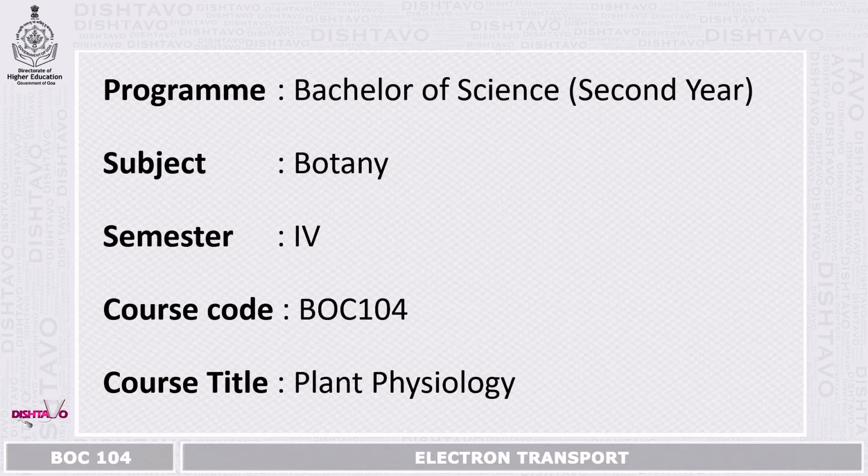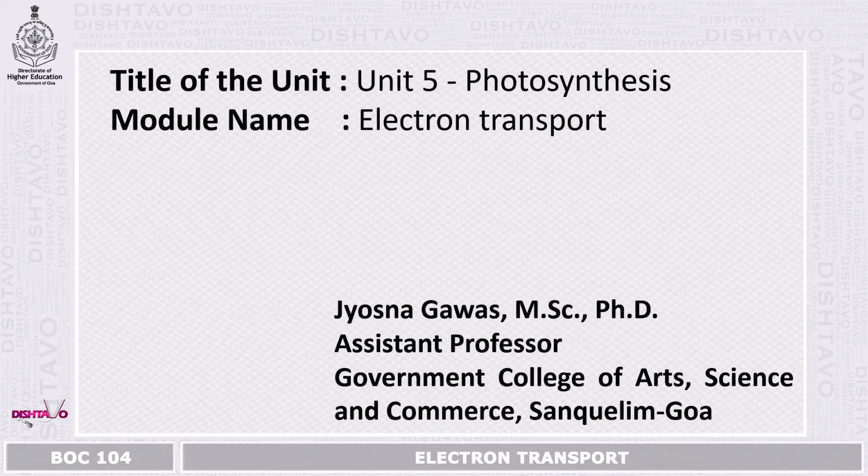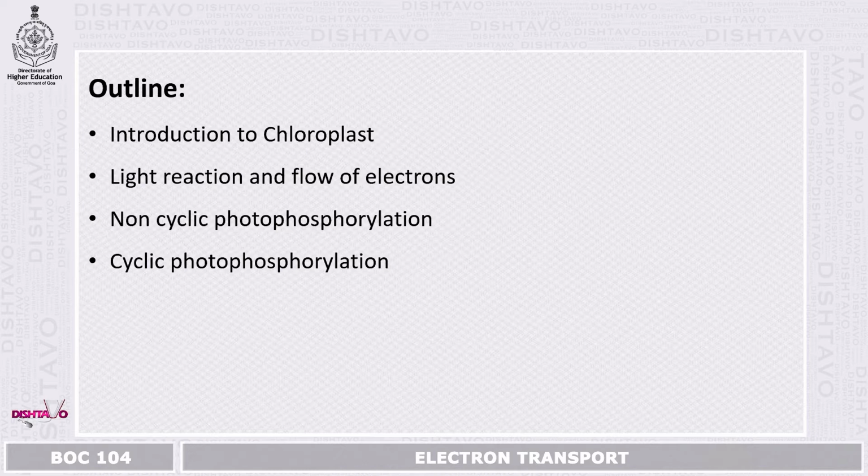Program Bachelor of Science, second year, subject Botany, semester 4, course code BOC 104, course title Plant Physiology. Name of the unit: photosynthesis. Module name: electron transport. Outline: Introduction to chloroplast, light reaction and flow of electrons, non-cyclic photophosphorylation, cyclic photophosphorylation.